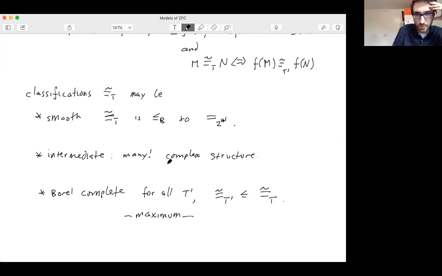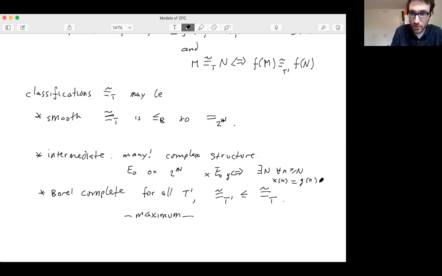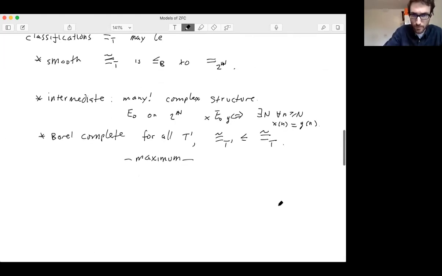Okay, one of the things you probably have heard of a few times that exists here is E0, which was sort of invented for this purpose. The first thing that's shown to be non-smooth. So E0 is on 2^ω, and x is E0-related to y if and only if there exists n such that for all m greater than or equal to n, x(m) equals y(m). So eventual equality of binary sequences.